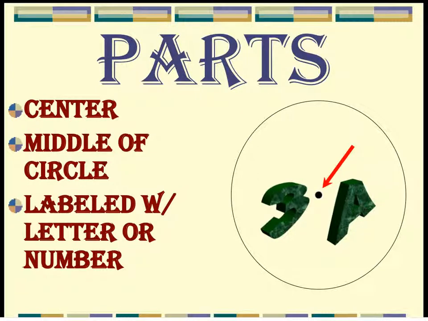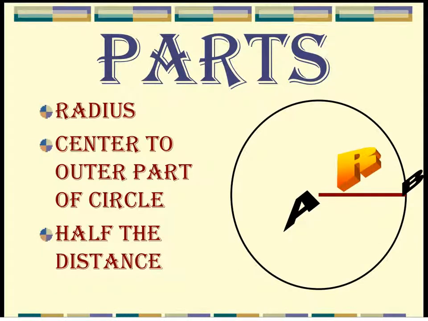Some of the parts of a circle, we start with the easiest one, and that's the center. It's labeled as a number or a letter, and it's always in the middle of the object. A radius is referred to as from the center to the outer part of the circle. So it's half of the full circle, so AB, as you go, and that is referred to as the radius.